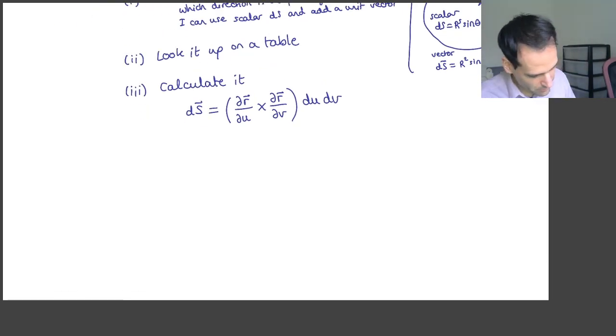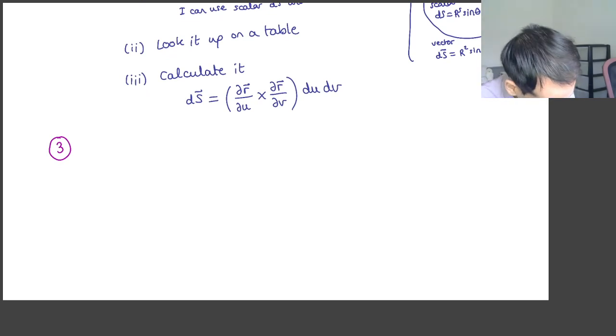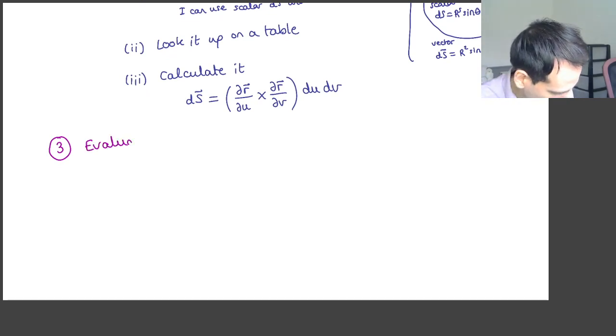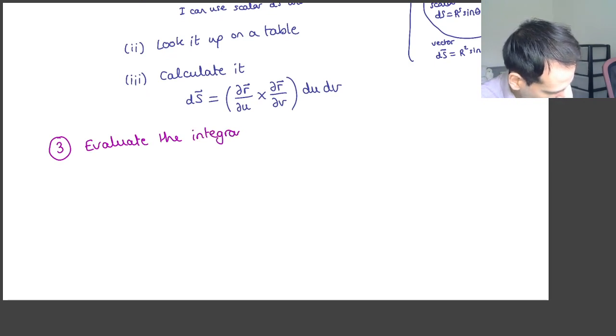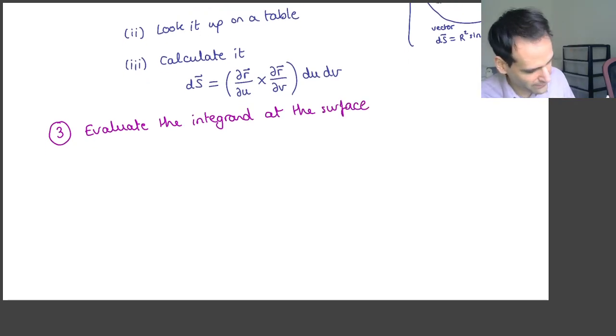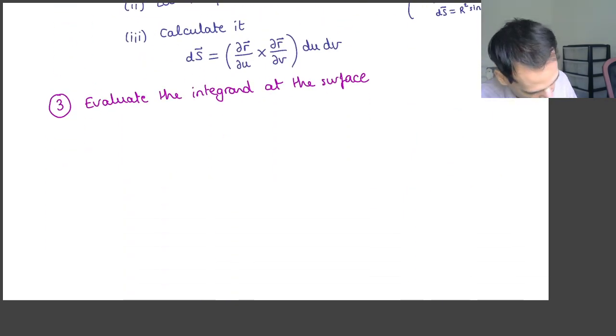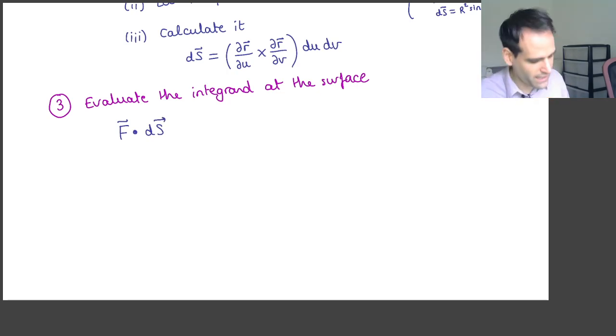Now, the third step is the same step as the third step for calculating surface integrals. So I call it the same. I call it evaluate the integrand at the surface. But the contents of this step, you have to be careful because you have a dot product. So what is the integrand? The integrand is whatever is inside of the integral. So this is the integrand, f dot ds. Okay, so you need to evaluate f dot ds. You need to evaluate it at the surface.